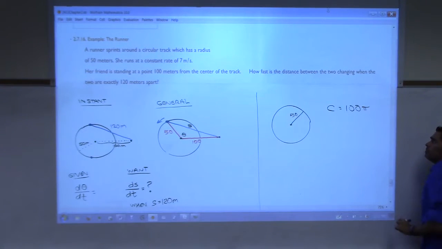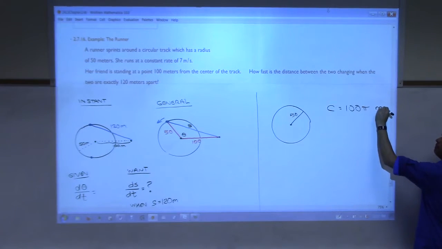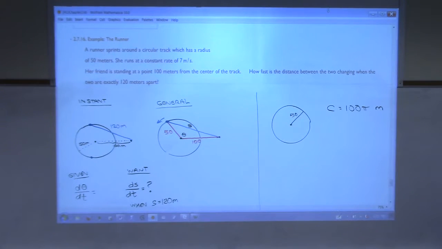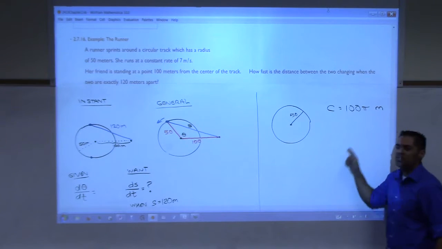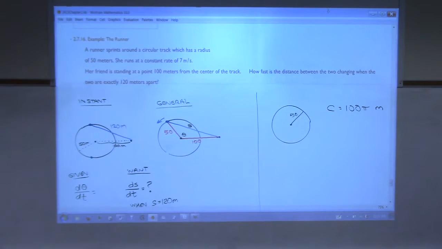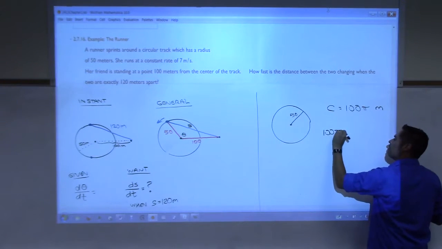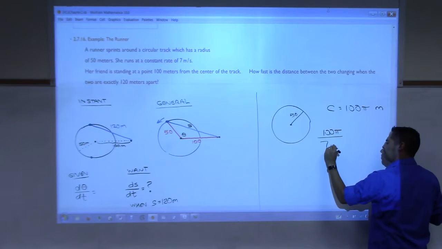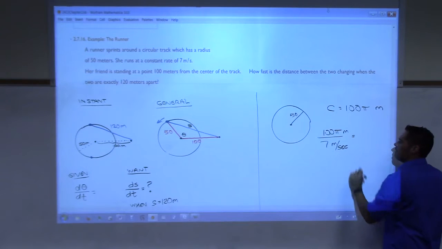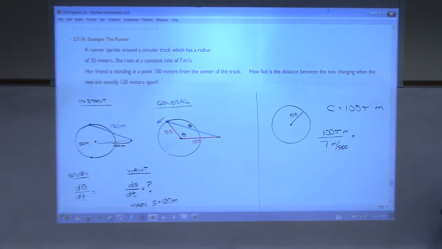100 pi. Feet or meters? Meters, right? 100 pi meters. I'm going to leave it as pi. I'm not going to do decimal. Okay, that's how long the track is. How long is it going to take her to go around that track? Divide that by 7. So if I take the 100 pi meters and I divide it by 7 meters per second, then the meters are going to cancel, and I'm just going to get 100 pi over 7 seconds.